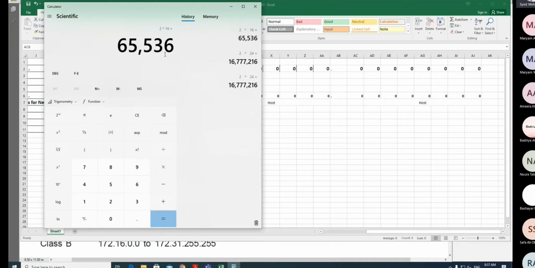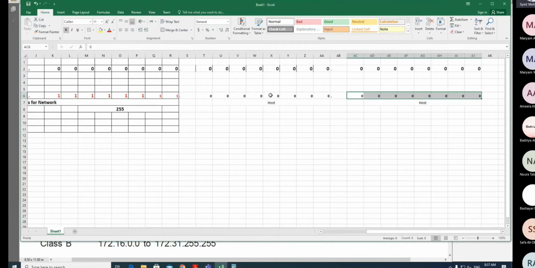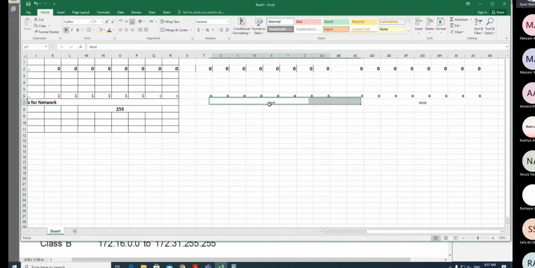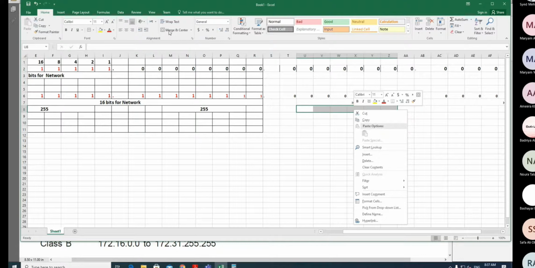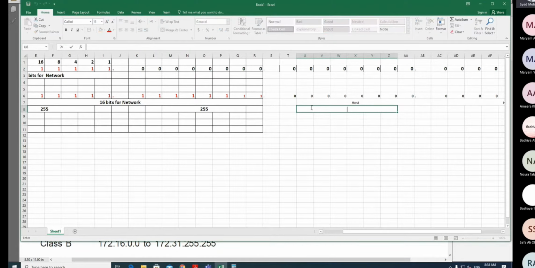address, okay? In class B, 65,536 hosts can be accommodated in a class B address. These are the host bits, as I told you. So now the address will be, this is 255, and this is 0.0. Because all bits are 0, it means 0, yes? This is 0, and this is also 0.